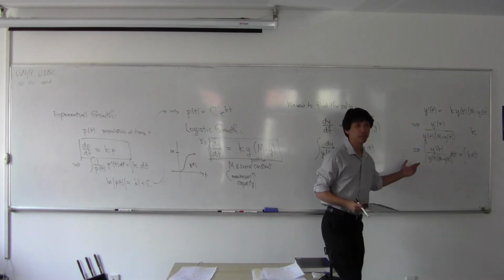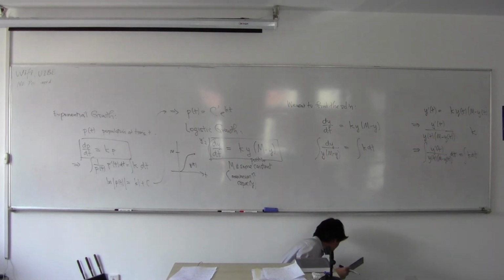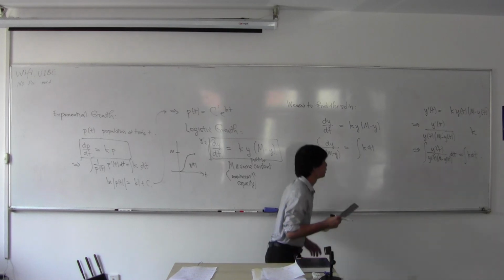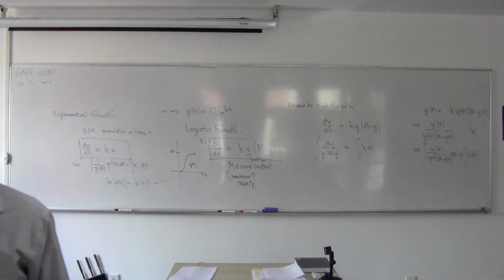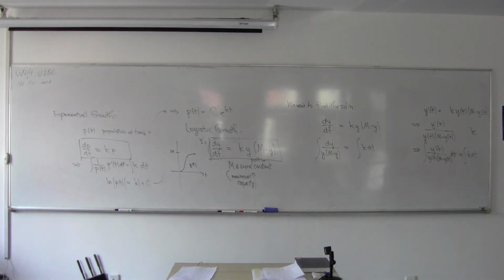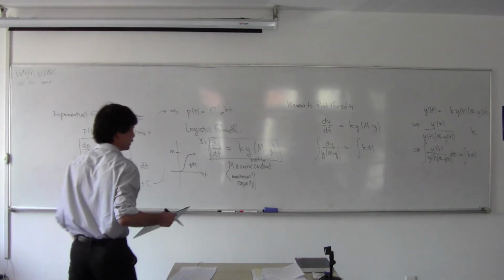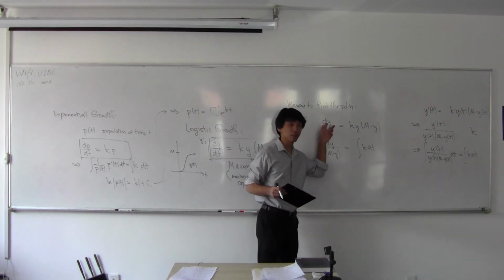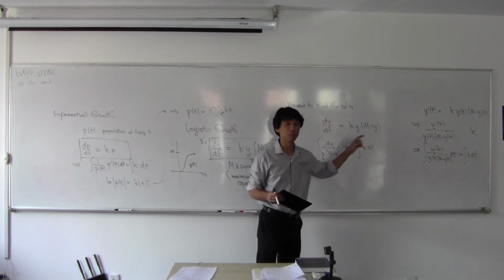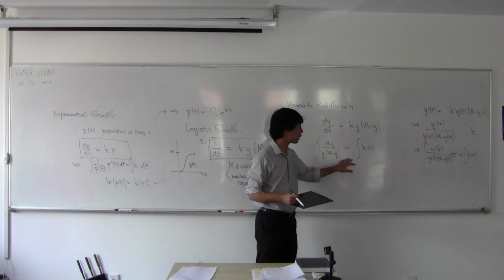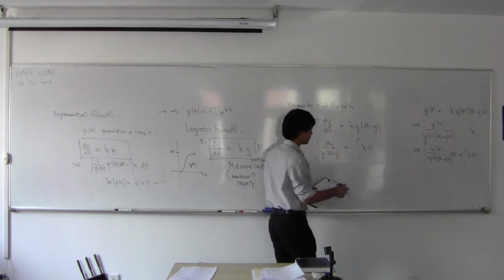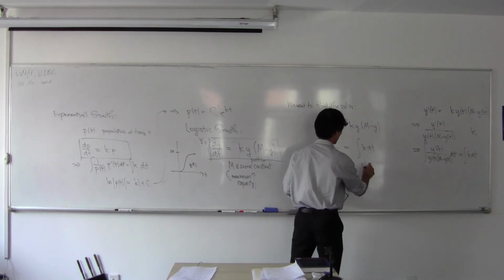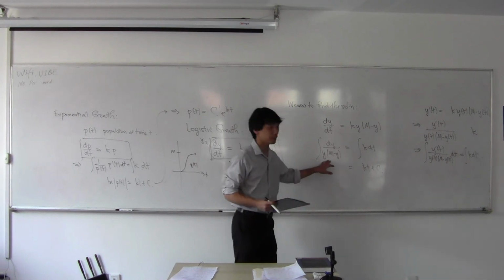Okay, so either way, if you don't like thinking about these infinitesimal guys, you can do it that way as well. Either way, you do the separation of variables trick, and then you integrate both sides. On the right-hand side, of course, you're going to get kt plus c. What happens when you integrate the left-hand side?